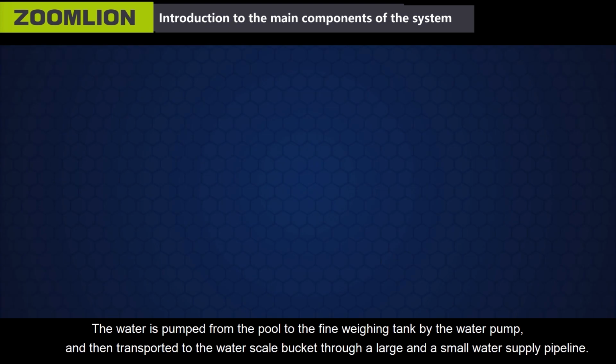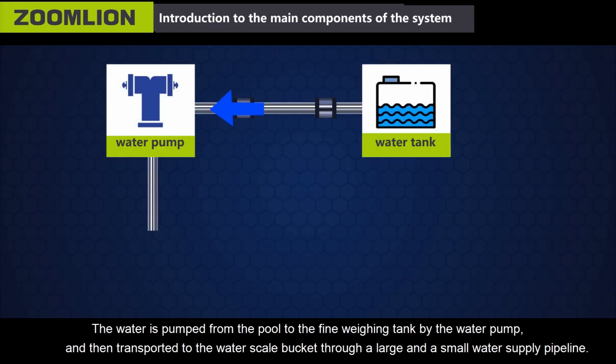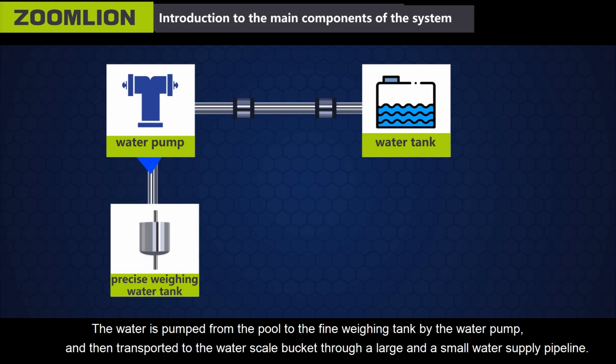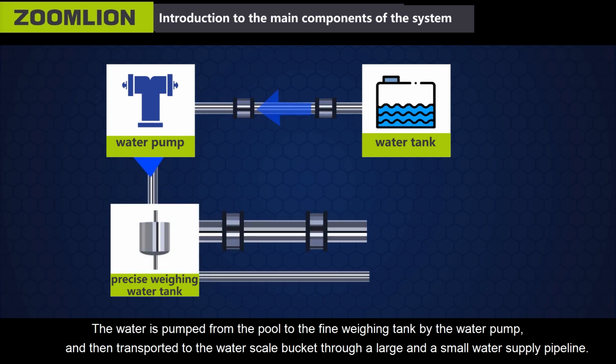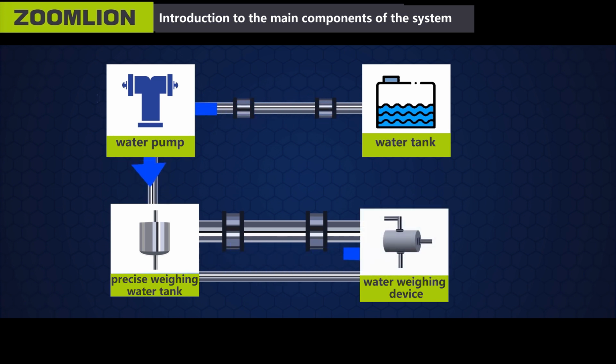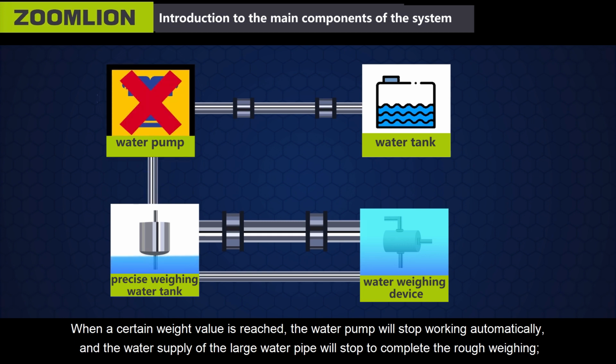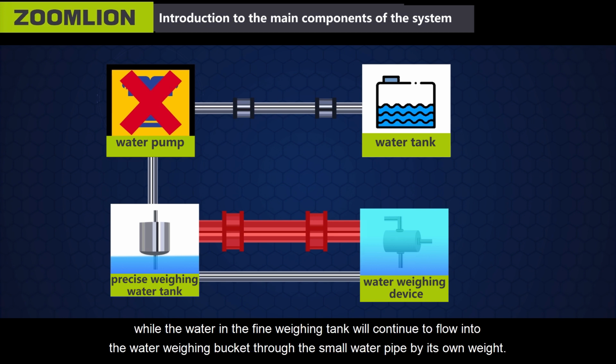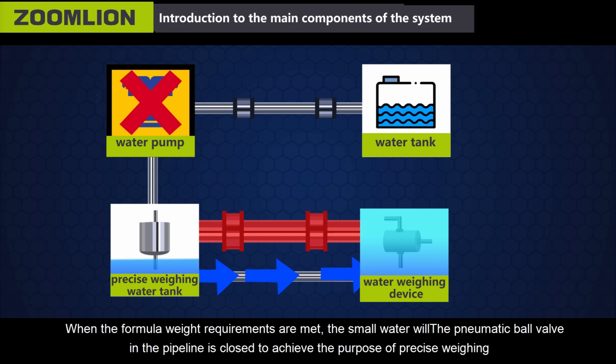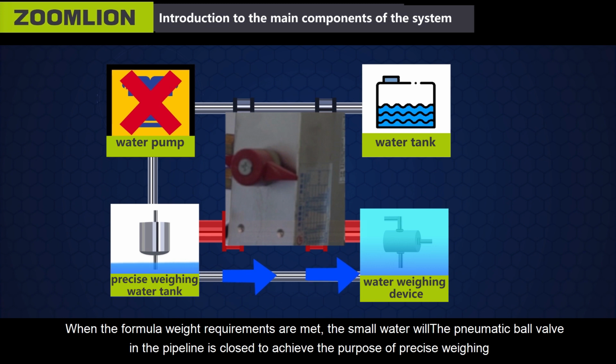The water is pumped from the pool to the fine weighing tank by the water pump, and then transported to the water scale bucket through a large and small water supply pipeline. When a certain weight value is reached, the water supply of the large water pipe will stop to complete the rough weighing, while the water in the fine weighing tank will continue to flow into the water weighing bucket through the small water pipe by its own weight. When the formula weight requirements are met, the pneumatic ball valve in the small water pipeline is closed to achieve the purpose of precise weighing.